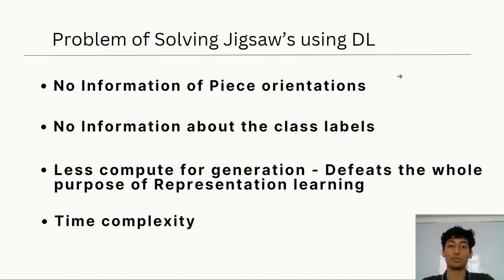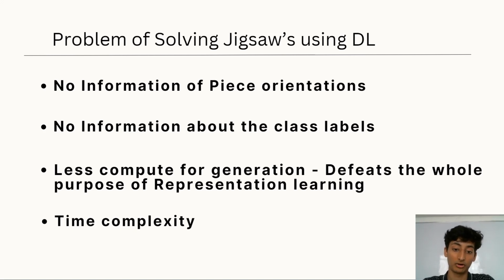So there are a number of problems when it comes to solving jigsaws using DL. What we thought of was, you have no information of piece orientations, because that is what makes a puzzle a jigsaw puzzle, and then you have to solve it. Second is no information about the class labels. Like I mentioned, if you knew the class labels, it would become trivial for the model to know that if it's a car, then the wheels would go on the bottom and the chassis would go on the top.